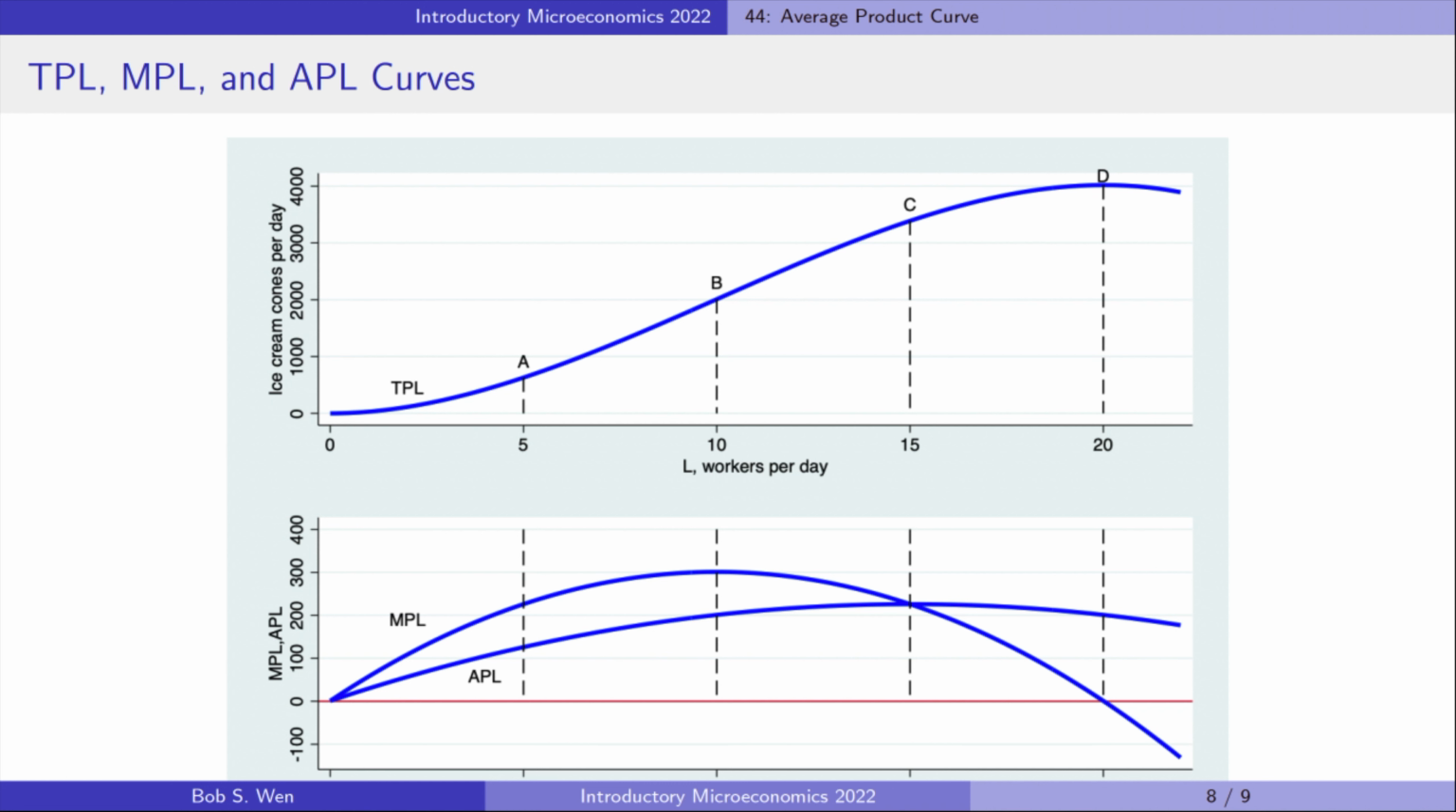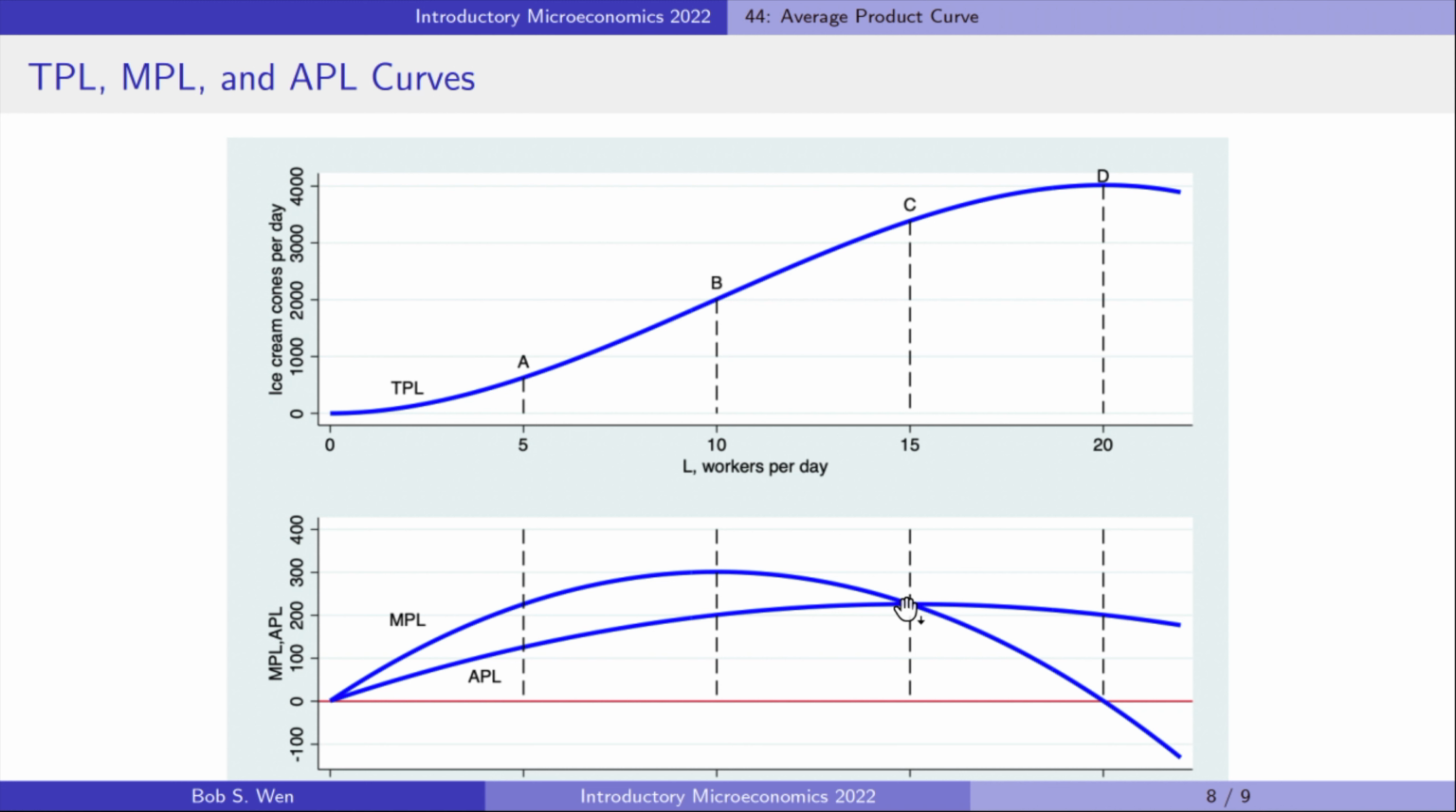Because the average product of labor curve rises when the marginal product of labor curve is above it, and the average product of labor curve falls when the marginal product of labor is below it, the average product of labor curve reaches the maximum at point C.